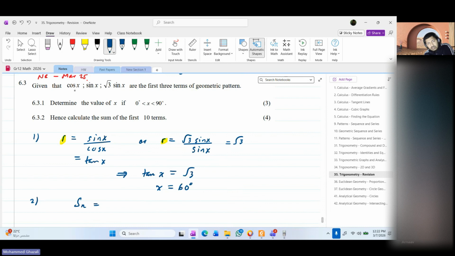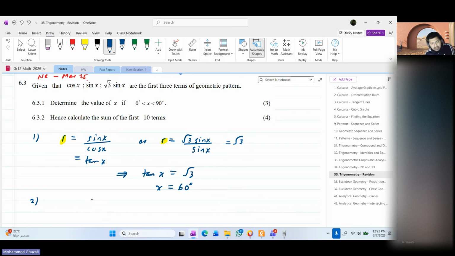Cos of 60 is root 3 over 2. Sin 60, cos 60. Hence, calculate the sum of the first 10 terms. So Sn is equal to, wait a minute, I just want to check the pattern out, all right?